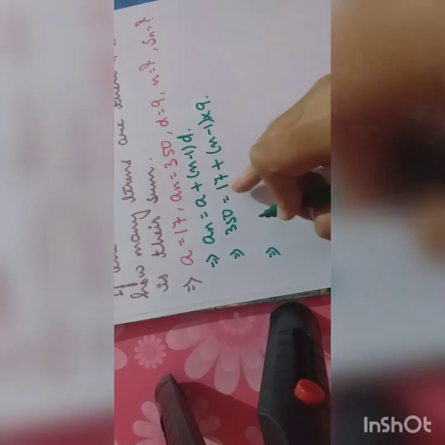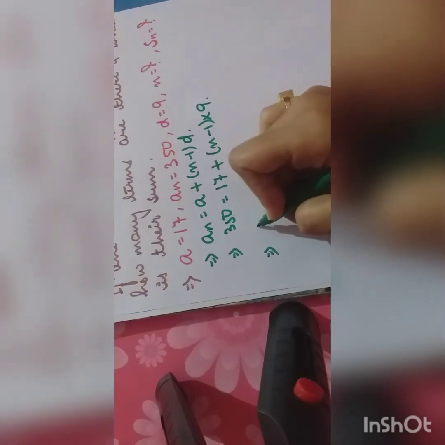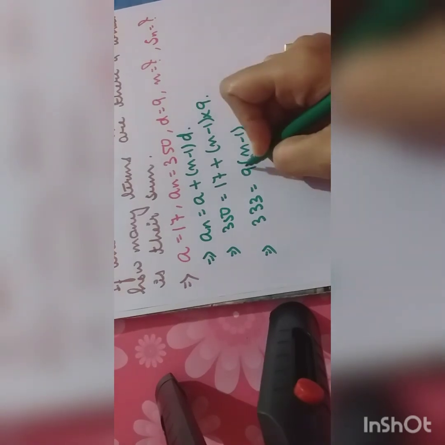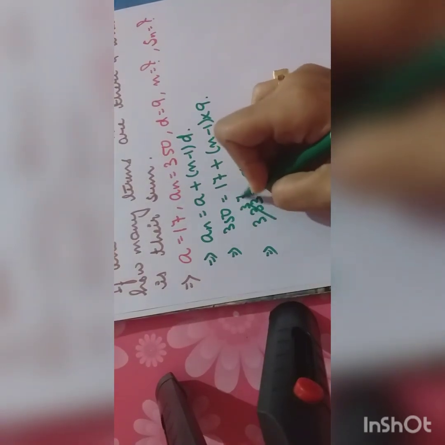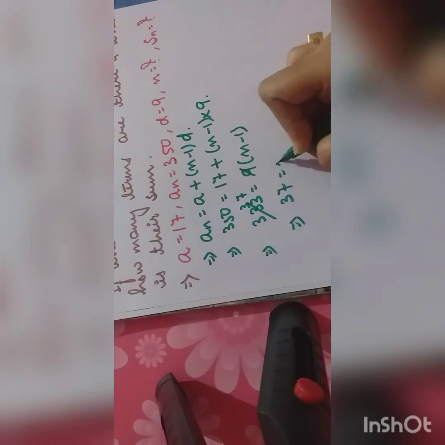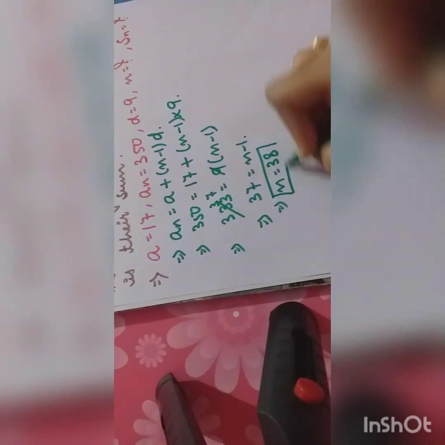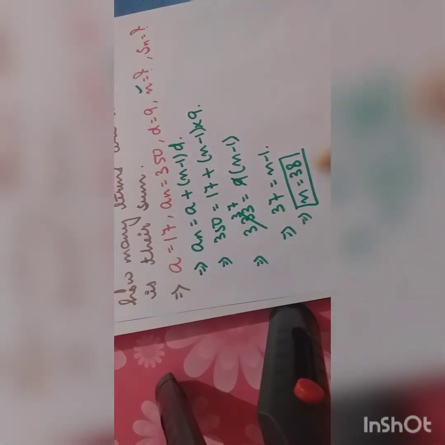When I bring the 17 to the LHS part, it will be minus 17. So when I simplify, 350 minus 17 will be 333 equals 9 into n minus 1. This 9 is divisible by 3. 9 3s are 27 and 9 7s are 63. So 37 equals n minus 1. So what will the n value be? When this minus 1 comes to the LHS part, it will be plus 1. So the n value will be 38. So the first part of the question I have found, that is n equals 38.